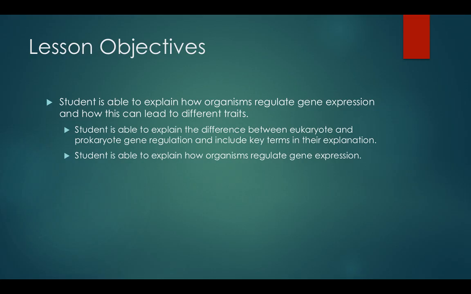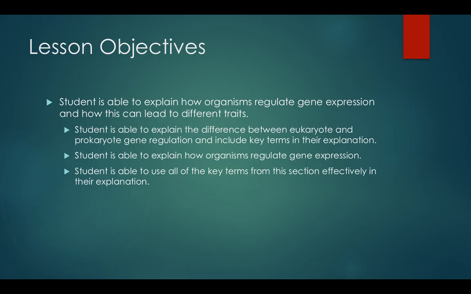You want to be able to explain how organisms can regulate their genes, and you want to be able to use all the key terms in this section effectively in your explanation, which is a little bit tricky because the key terms here are very weird. And here are your key terms: operon, operator, RNA interference, and differentiation.